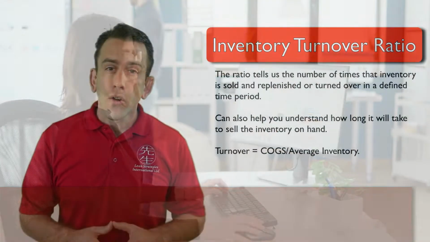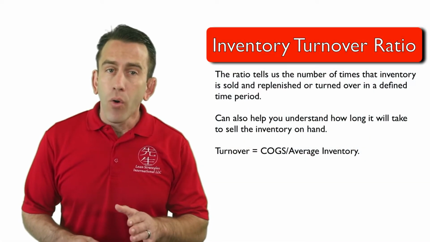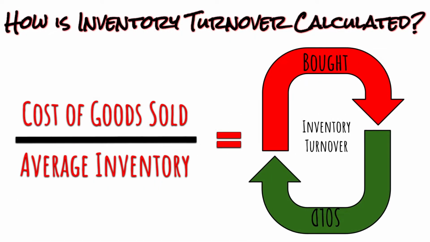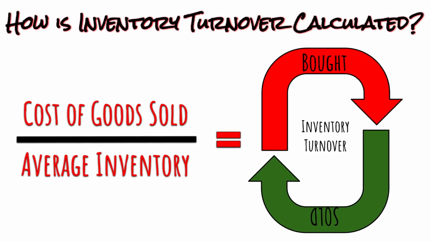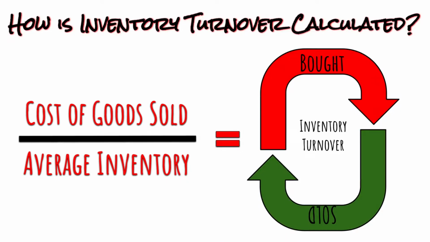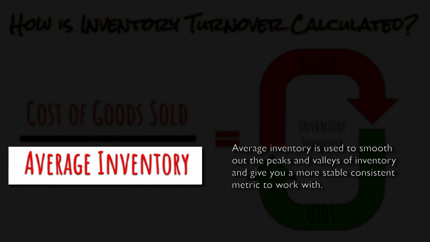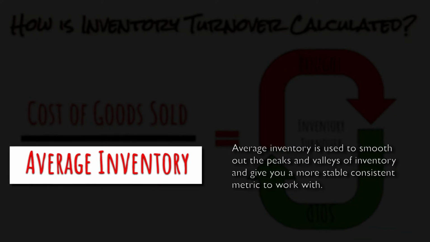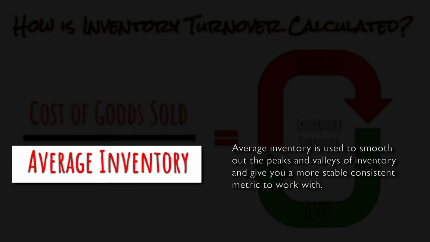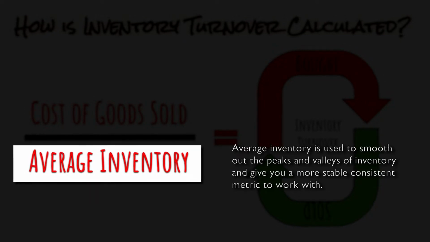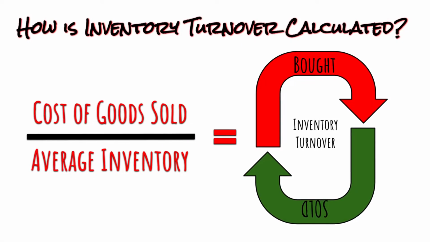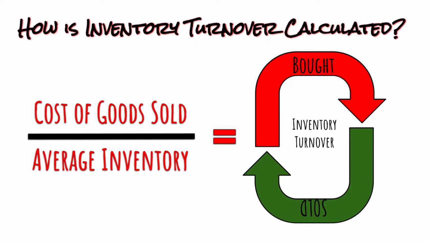Now, let's look over briefly at how the turnover ratio works. As mentioned earlier, turnover is calculated by dividing the cost of goods sold by the average inventory. Average inventory is used to smooth out the peaks and valleys of inventory and give you a more stable, consistent metric to work with. This also helps to smooth out seasonal fluctuations, such as holidays or even major events.